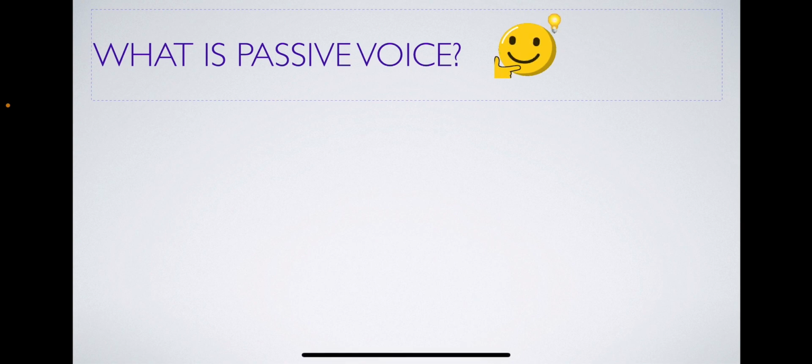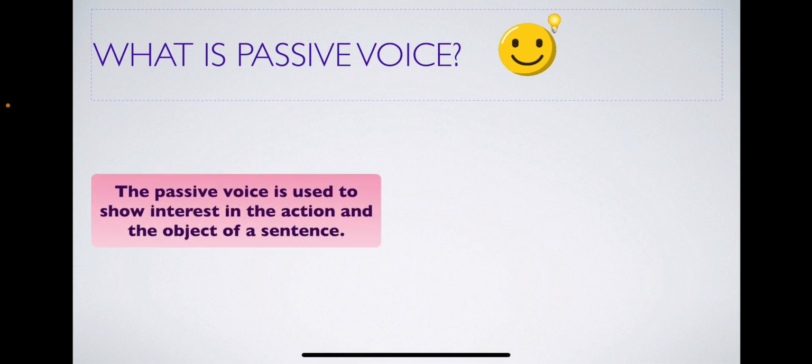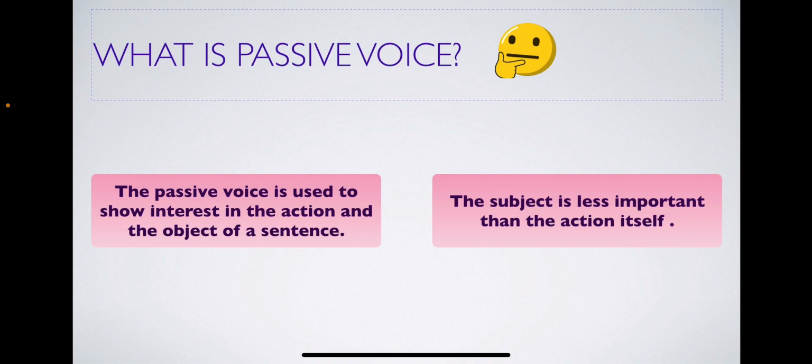What is passive voice? Well, basically, passive voice is used to show interest in the action and the object of a sentence, meaning that the subject is less important than the action itself. In passive voice, we don't focus on the subject, we focus more on the object or the action that the subject did.